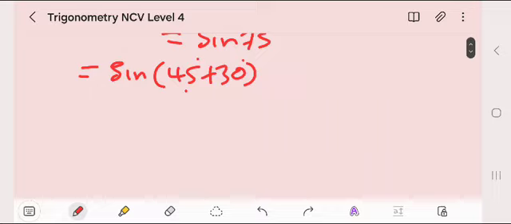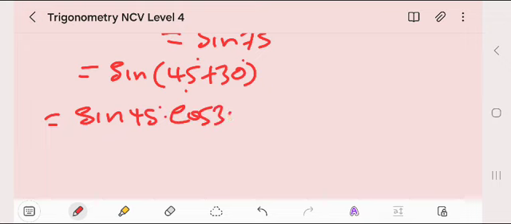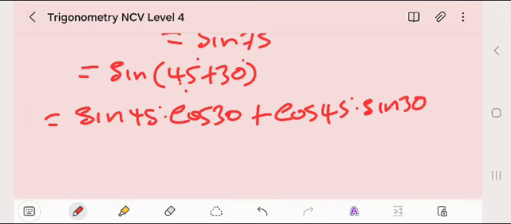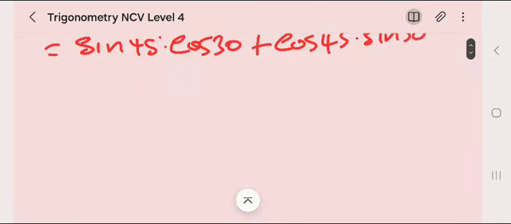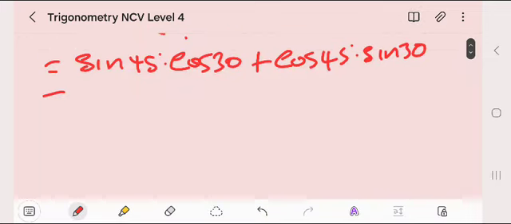However, we know this is a compound angle of sine. So this will simply equal sine 45 degrees multiplied by cos 30 degrees, plus cos 45 degrees multiplied by sine 30 degrees. So these are special angles.